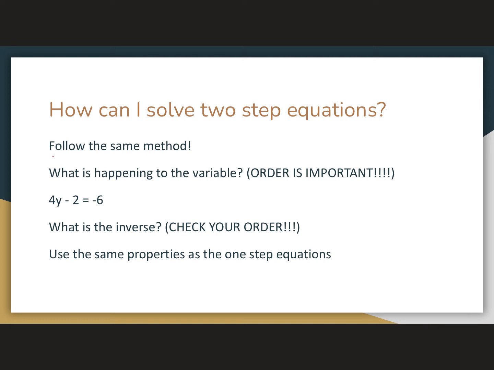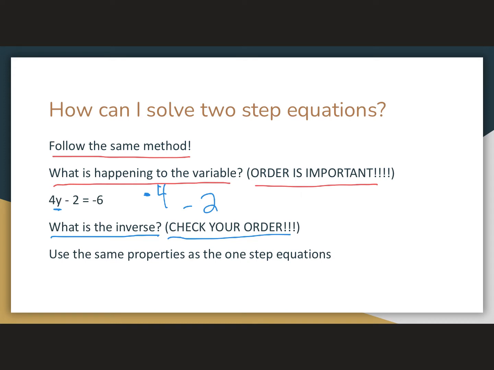Firstly, we're going to follow the same method that we did on our one-step equations. First thing we have to do is find out what is happening to the variable. The order is very important. When you're thinking of the order, think: if I knew what y was, what would I do first? That's how you determine your order. So in this case, first I would multiply times 4, then I would subtract 2. Then you answer what is the inverse or the opposite. And again, you're checking your order.